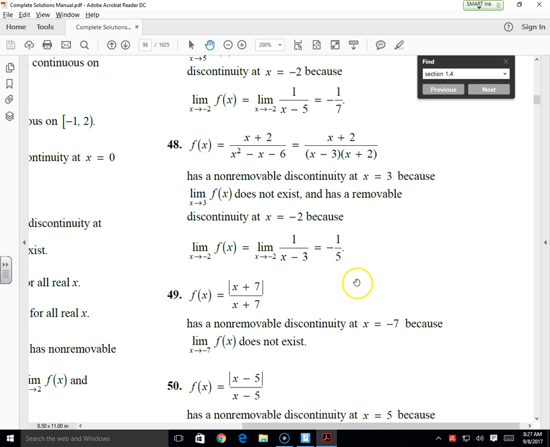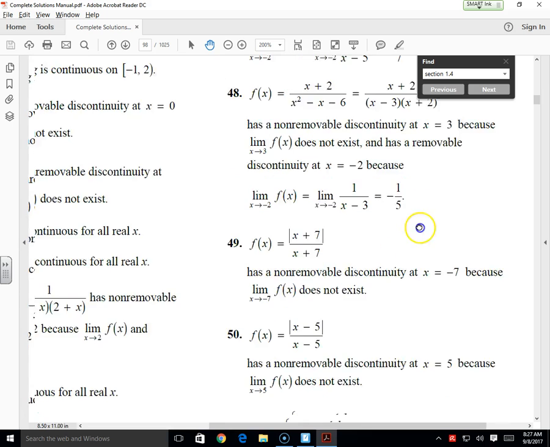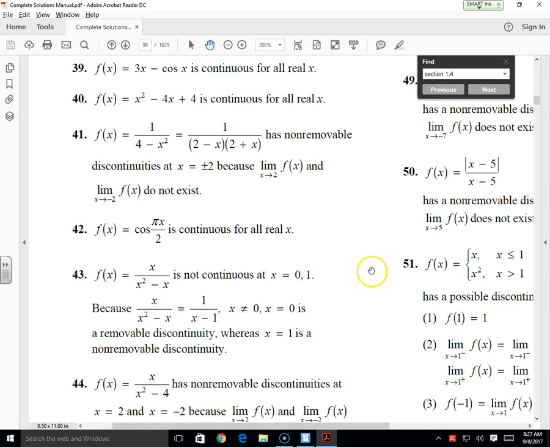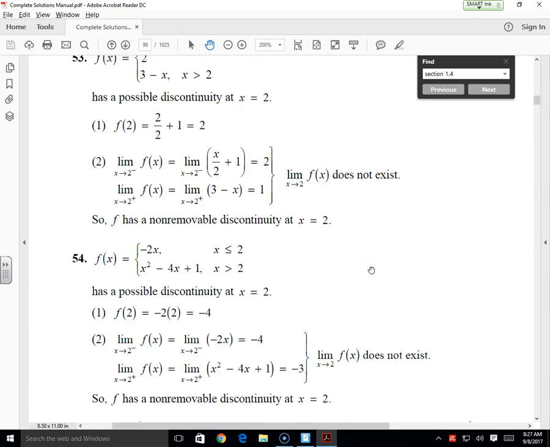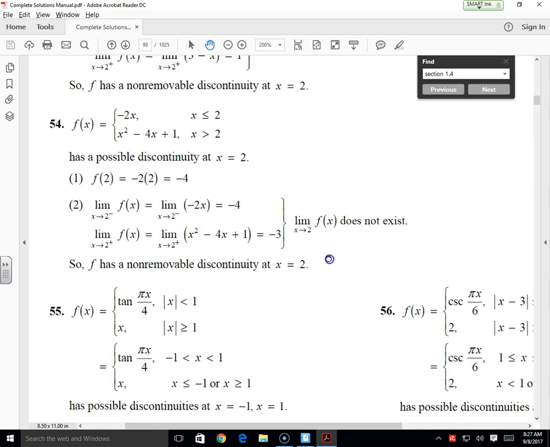Next one. What was it? 54. Oh, this is 51. I was so confused. Non-removable, but for K. Does the function exist? Yes. At 2, we plug into the top, which would be -4. Does the limit from below exist? Yes. Does the limit from above exist? Yes. Plug in the separators, but what happened when you plugged in the separators? Jump. They did not agree.